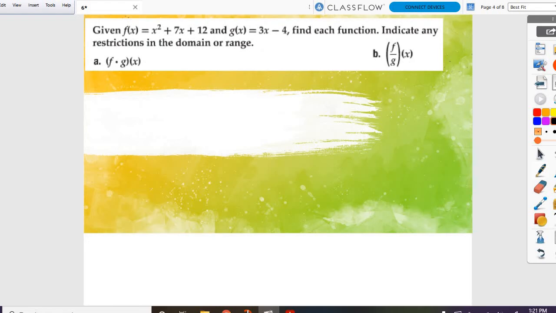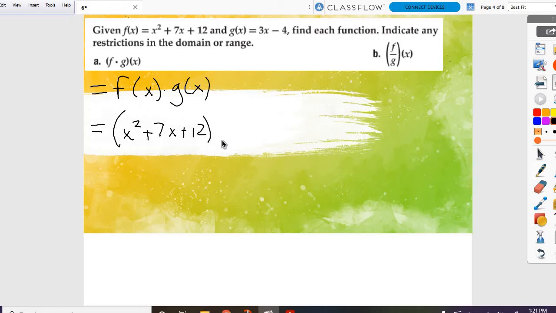So let's look at a few more examples. So in this one, they give us f of x equals x squared plus 7x plus 12, and g of x equals 3x minus 4. And we're going to find each function. So to start with, we have multiplication. And again, just like with our addition and subtraction, we can separate that out into two separate functions in multiplication. And again, I'm going to plug in what we know our f of x is given to us as, and then what our g of x is. And then we're just going to be multiplying.